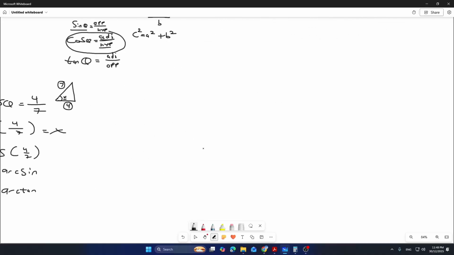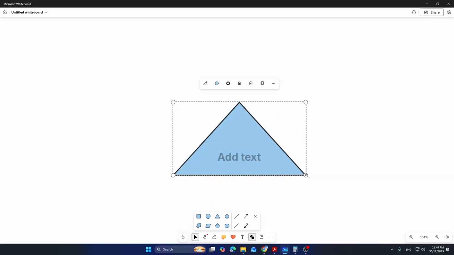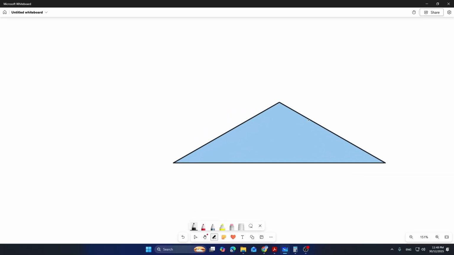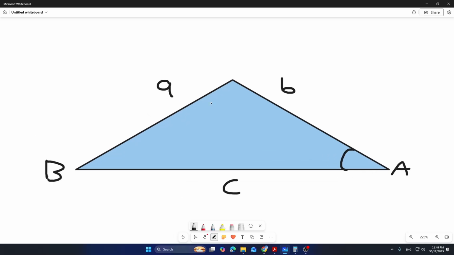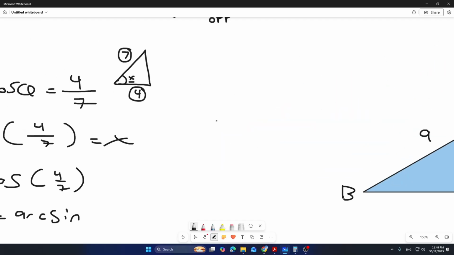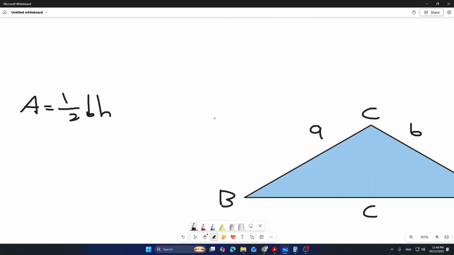Okay, now we look at the other part where we have a non-right angle triangle. We have a triangle like this, but I will make it wider, where this side is a, this side is b, and this side is c, and this angle is A, this angle is B, and this angle is C. Also, let's go back to the right angle triangle: the area is equal to half base times height. That's only in the right angle.